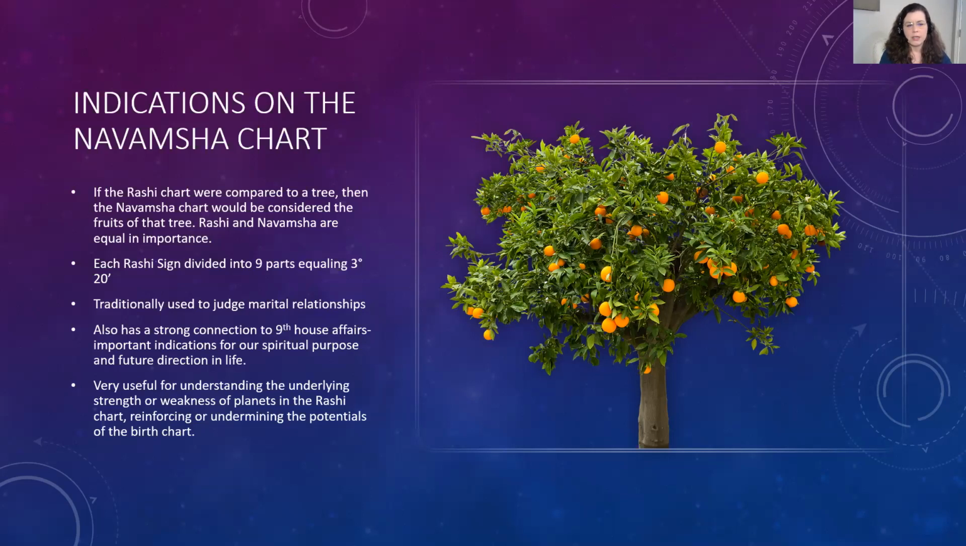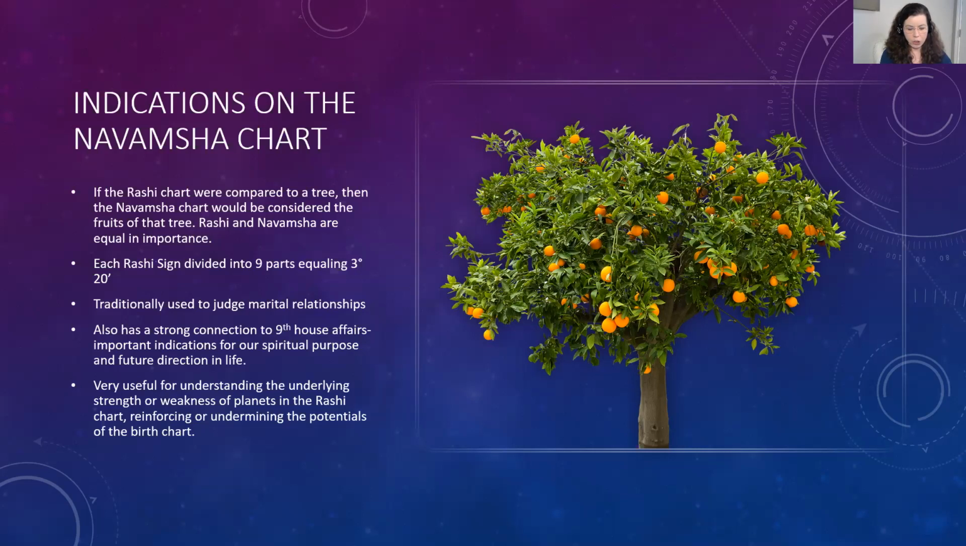So the Navamsha chart is traditionally used to judge marital relationships. It also has a strong connection to ninth house affairs, and it gives important indications for our spiritual purpose and our future direction in life. It's also very useful for understanding the underlying strength or weakness of the planets in the Rashi chart, either reinforcing or undermining the potentials of the birth chart.